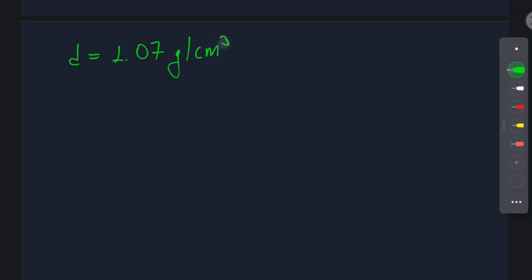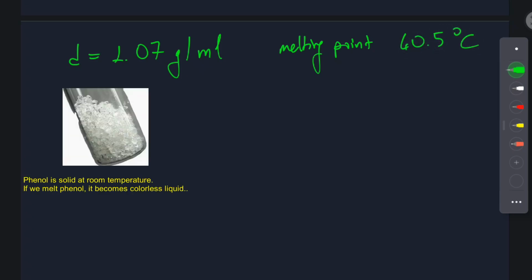And I want to give some information about phenol. Phenol is a colorless liquid, and the density of phenol is about 1.07 gram per centimeter cube, or gram per milliliter. It is the same thing. And the melting point is 40.5 Celsius, and the boiling point is 181.7 Celsius.